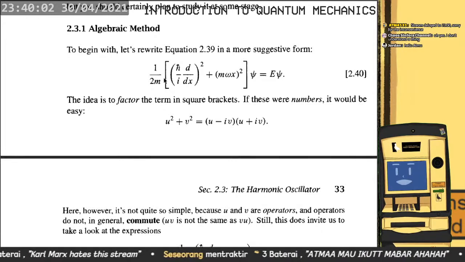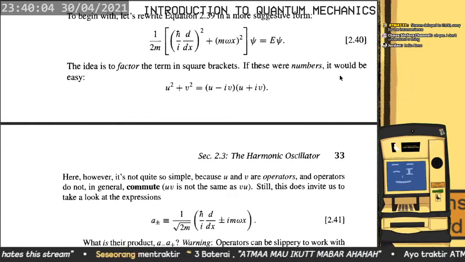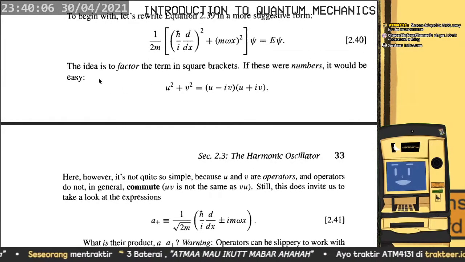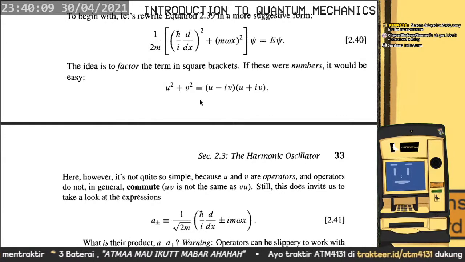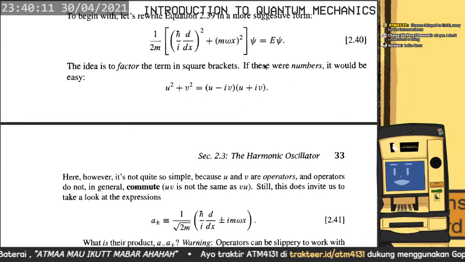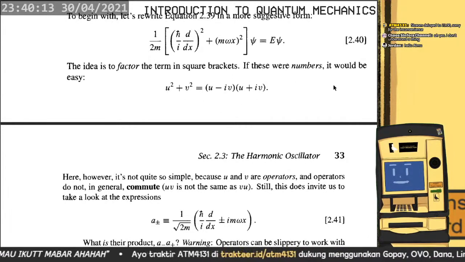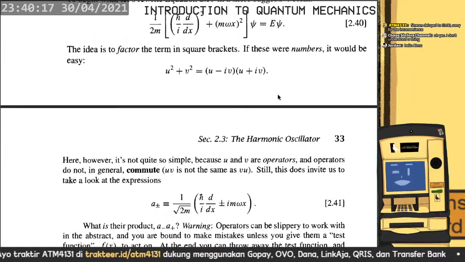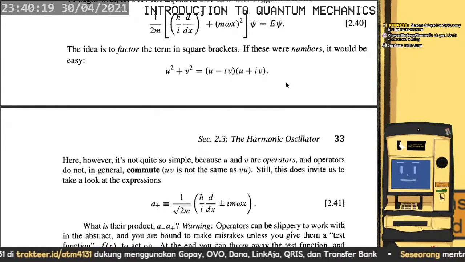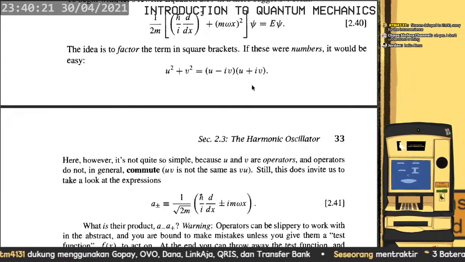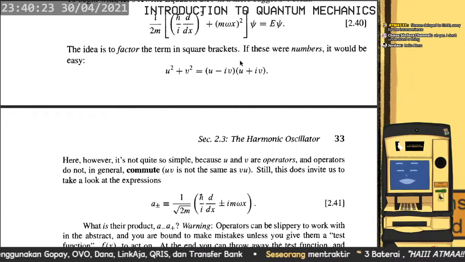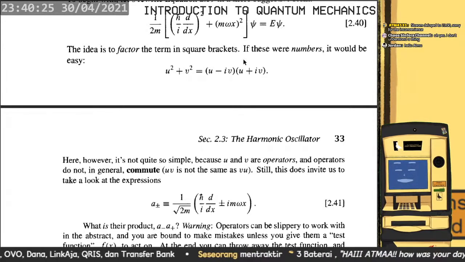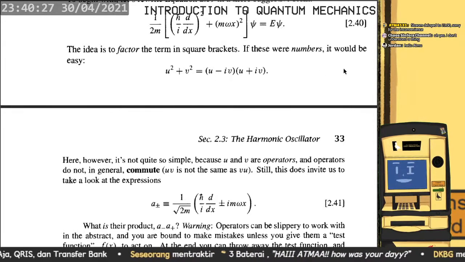And then, the idea is to factor the term in square brackets. If these were numbers, it would be easy. So it's the expansion, expanded like this. Assume this is a quadratic, the quadratic complex equation.